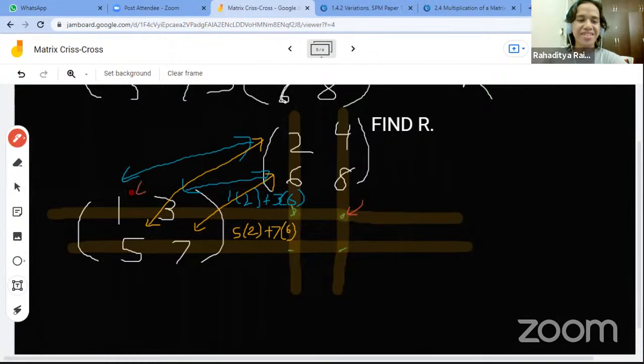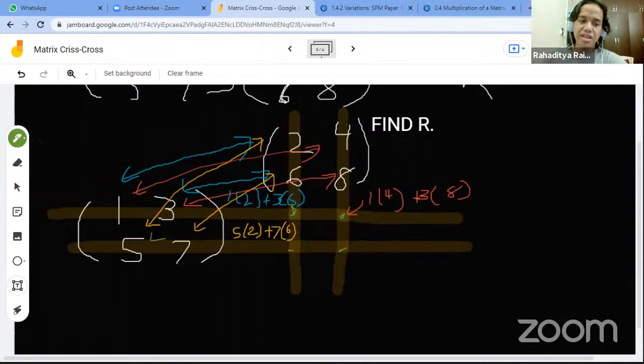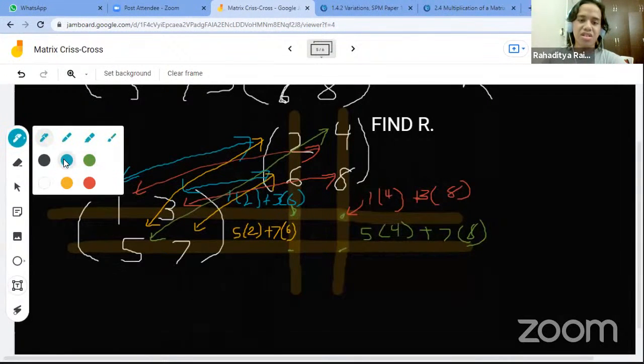Sometimes using Microsoft Jamboard is a pain. 1 times 4 plus 3 times 8. Yeah, honestly, in a real exam, I suggest you guys don't try drawing the arrows because it gets really messy real fast. But this is just for the sake of demonstration. And for the last one, you can see already the same pattern. It's 5 times 4 plus 7 times 8.